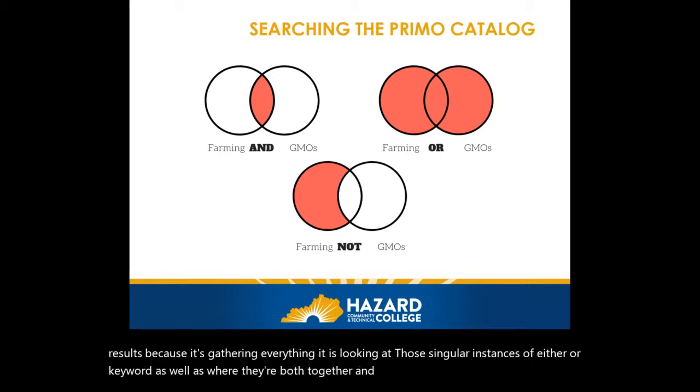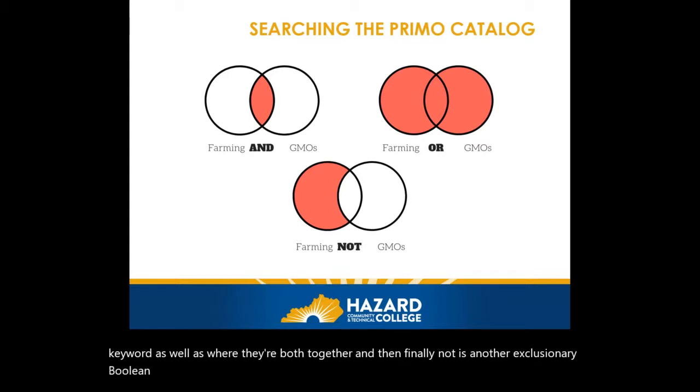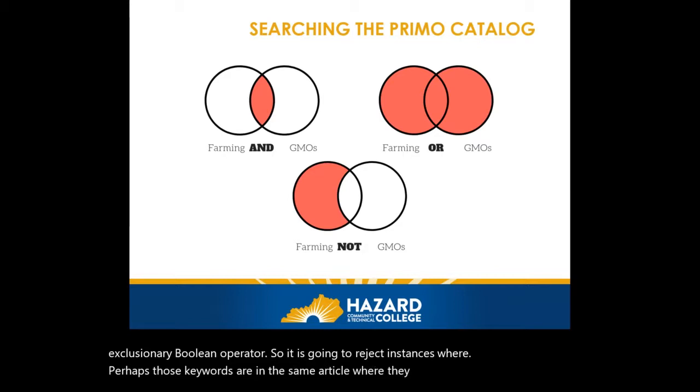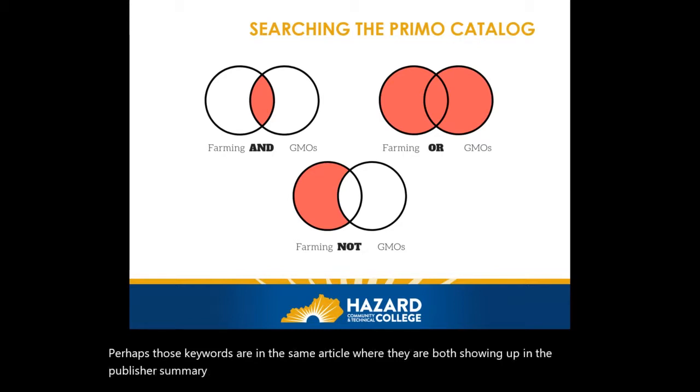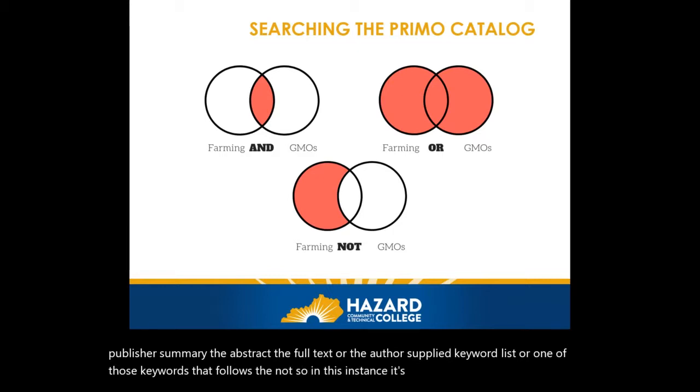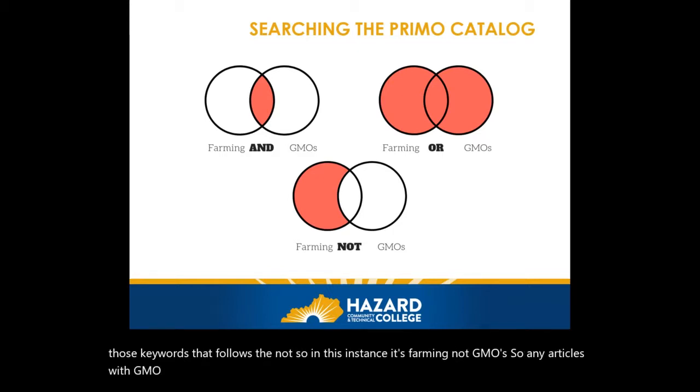And then finally, "not" is another exclusionary Boolean operator. So it is going to reject instances where perhaps those keywords are in the same article, where they're both showing up in the publisher summary, the abstract, the full text, or the author supplied keyword list, or where one of those keywords follows the "not." So in this instance, it's farming not GMOs. So any articles with GMO specifically is going to be rejected.